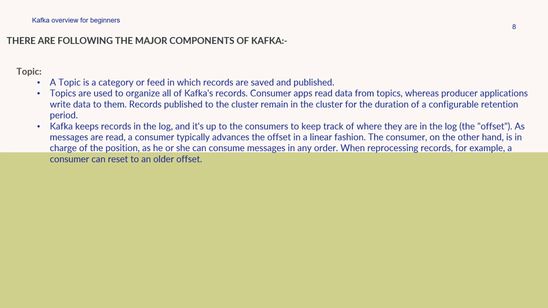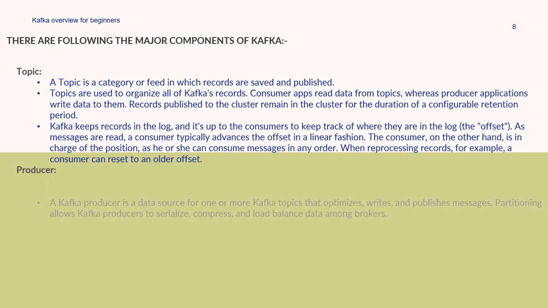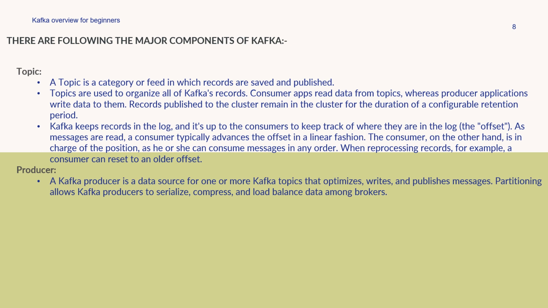The offset is read by the consumer, which typically advances the offset in a linear fashion. The consumer, on the other hand, is in charge of the position, as it can consume messages in any order. For example, when reprocessing records, a consumer can reset to an older offset. And the producer: a Kafka producer is a data source for one or more Kafka topics that optimizes writes. Publishing messages to partitions allows the Kafka producer to serialize, compress, and load balance data among brokers.